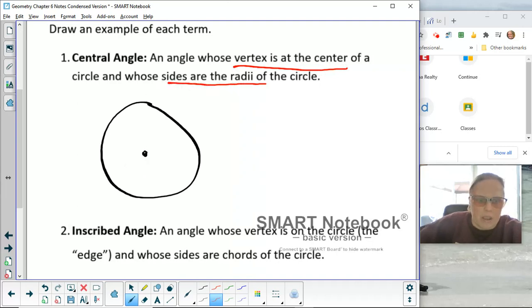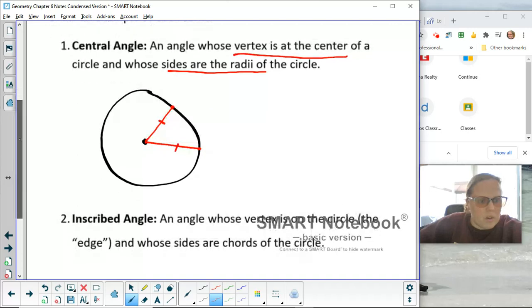So I'm going to start with my corner at the center and have it open up kind of like a Pac-Man mouth. So I've got two sides of my central angle. Those are both radii. Now, because my circle is not perfectly drawn, you can see it's kind of slanty here. It looks like these two radii are different lengths, but they are in fact the same length because they both start from the center of the circle and go out to a point on the circle.